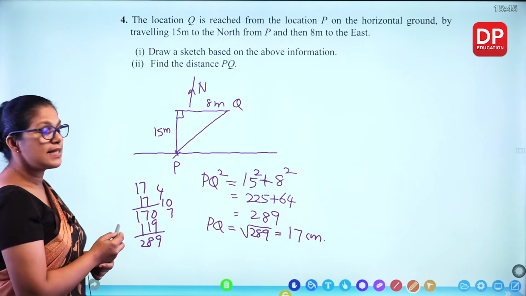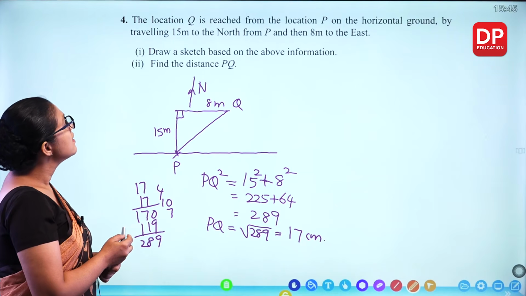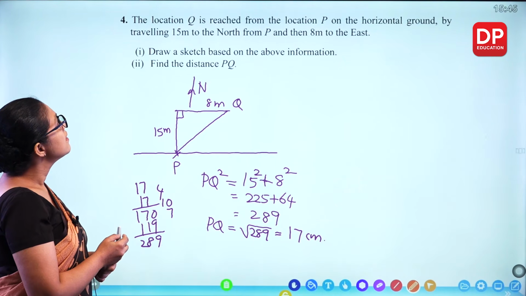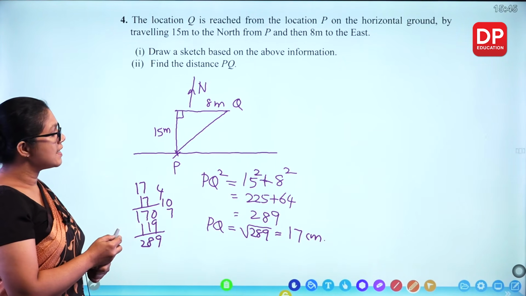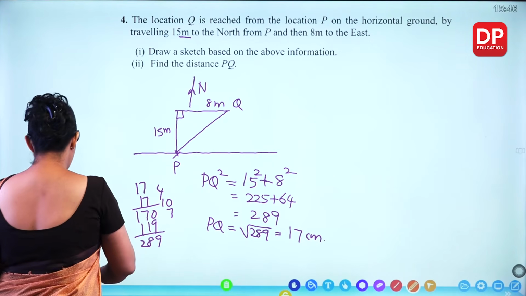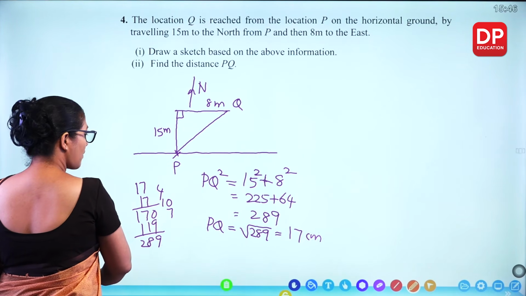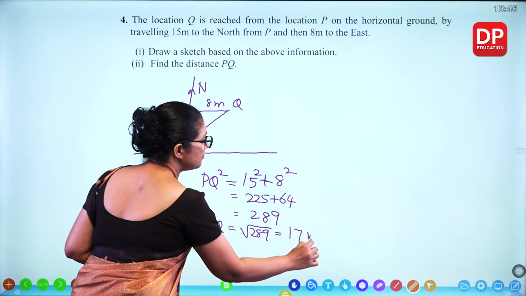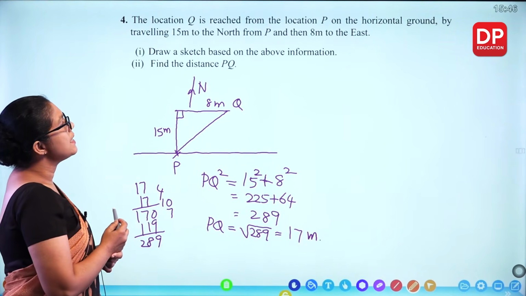So PQ length is 17. Not centimeters. What's the length? Meters, because it's given in meters. 17 meters.